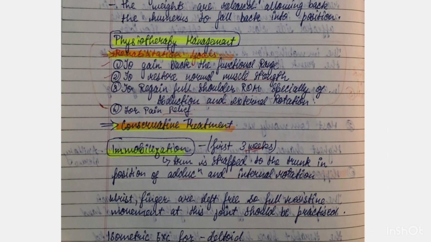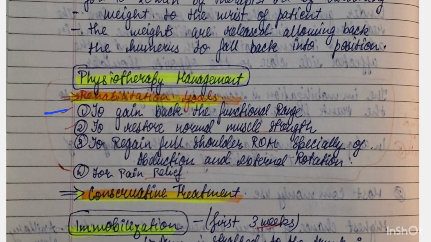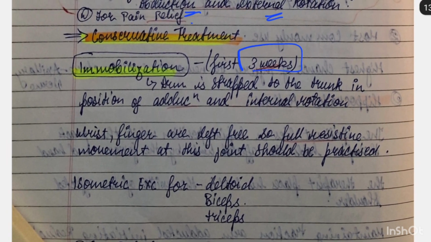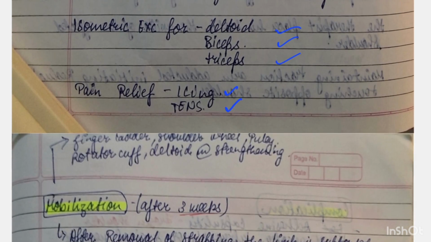Now coming to our main role, physiotherapy management. Our rehabilitation goals should be to gain back the functional range, to restore normal muscle strength, to regain full shoulder range of motion, especially abduction and external rotation, and for pain relief. Now conservative treatment, that is the immobilization phase, which is the first 3 weeks. The arm is strapped to the trunk in a position of adduction and internal rotation. Wrist and fingers are left free. Full resistive movement of these joints should be practiced. Isometric exercise for deltoid, biceps and triceps should be done. Then for pain relief, icing and TENS should be used.